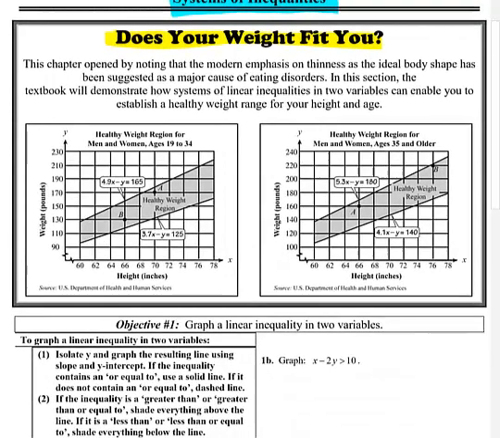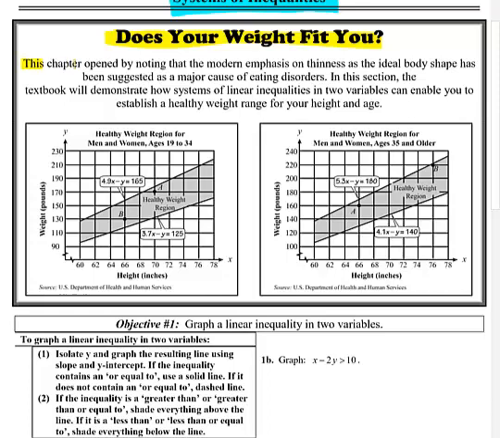That's kind of interesting. The chapter opened by noting that the modern emphasis on thinness as the ideal body shape has been suggested as a major cause of eating disorders. Come on, no kidding. Sorry, I had to say that, but what else would it be? Anyway, in this section, the textbook will demonstrate how systems of linear inequalities in two variables can enable you to establish a healthy weight range for your height and age.